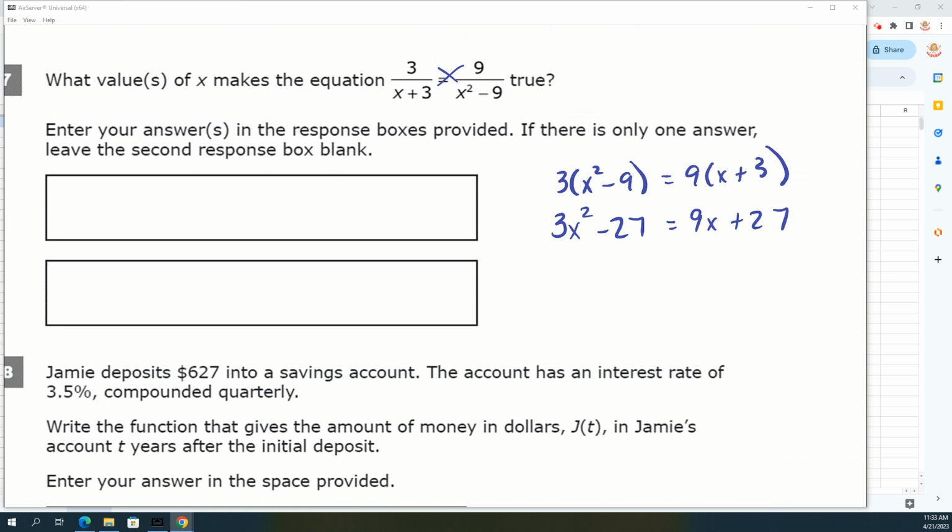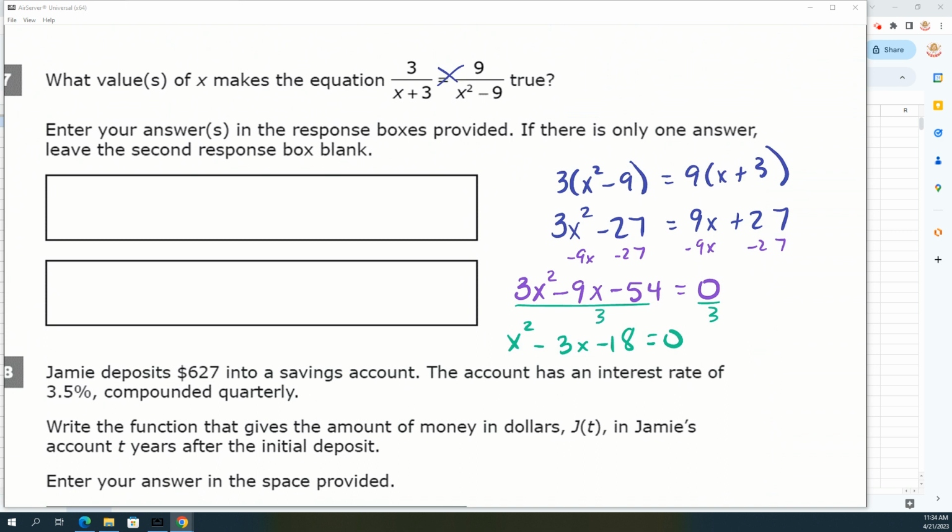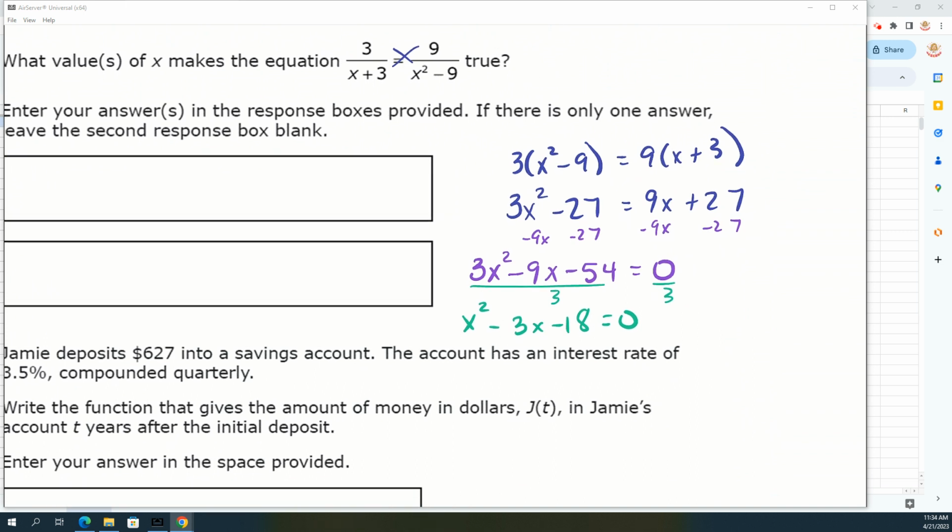All right, and then this is a quadratic equation. So we're going to get everything on one side, and then we're going to factor it. Now, this also is not an easy one to do without a calculator, but it is on the non-calculator portion. Now, hopefully you recognize that 3 divides evenly into all of those. So I'm going to divide through by 3. All right. And like I said, this is not super easy to do without a calculator.